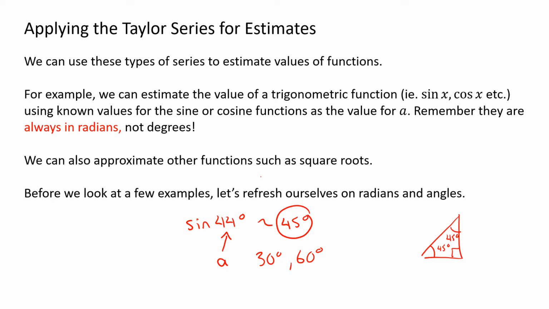You can also use it to approximate things like square roots. We know the square root of 9 is 3, but what about the square root of 9.1? We can use Taylor series approximations to look at those as well. Before we do that, though, I want to refresh you on radians and some of these angles that I talk about for sine and cosine functions.